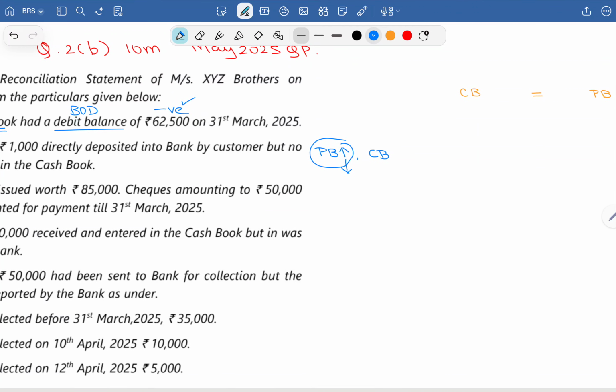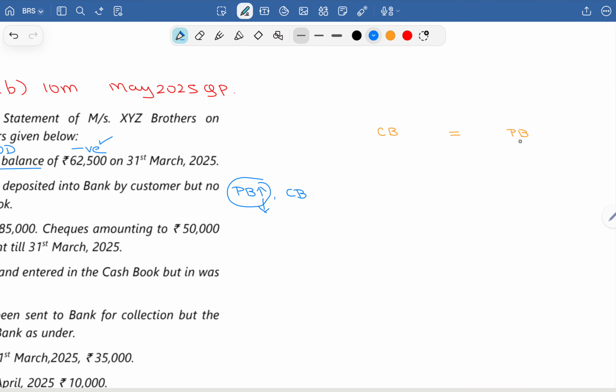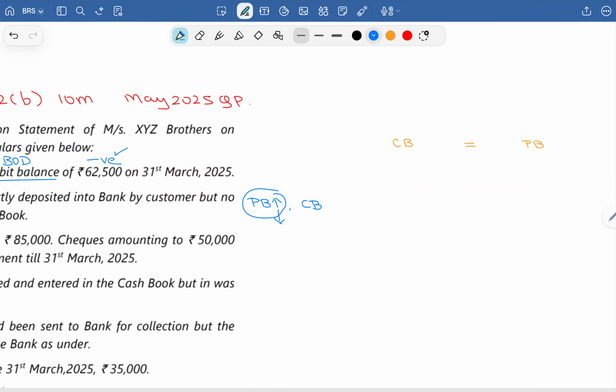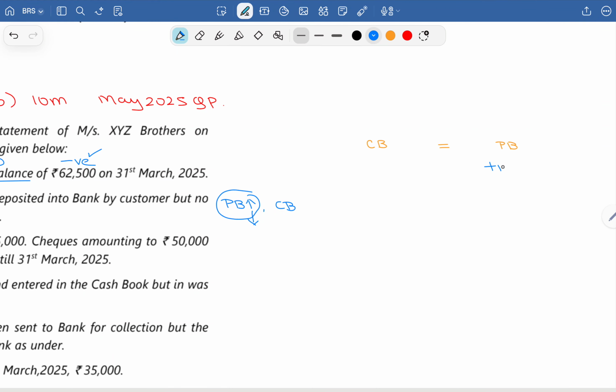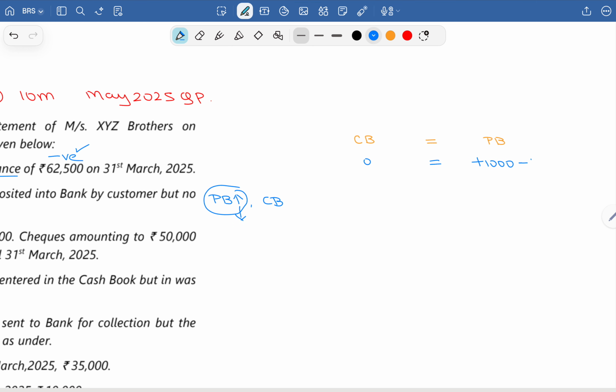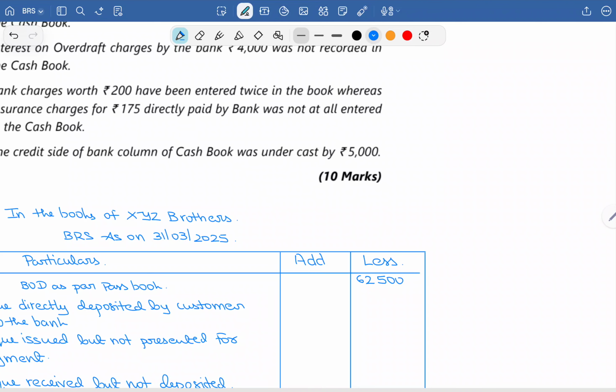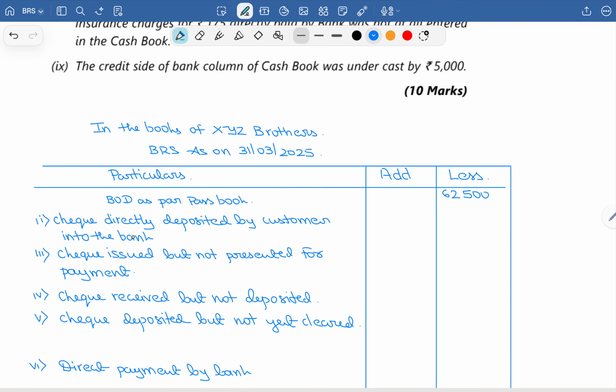We can do it in the format of an equation. Cash book should always be equal to passbook. When the customer has deposited the amount directly in the bank, my passbook balance has increased by 1000. Cash book balance has not increased, it has remained 0. So to make the passbook balance also 0, what do I have to do? I have to minus 1000 here, right? So deduct means I will write it in the less column. Point number 2, check directly deposited by the customer into the bank: less column 1000. Simple.